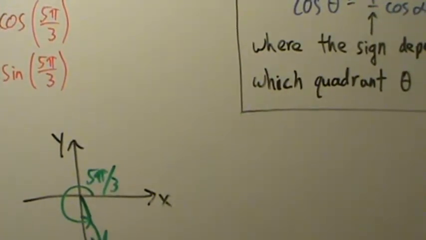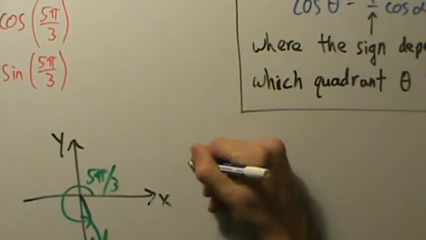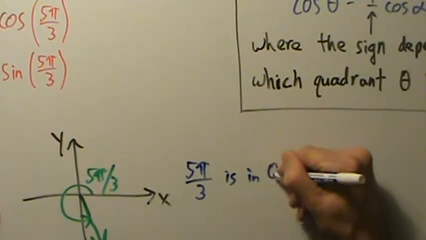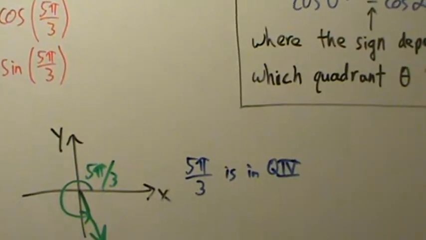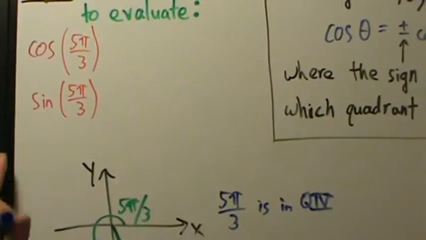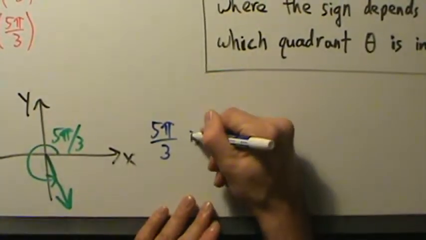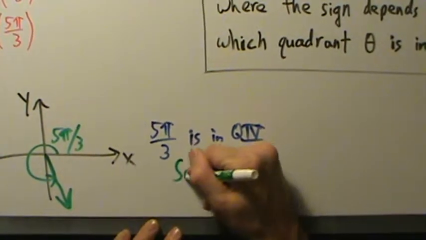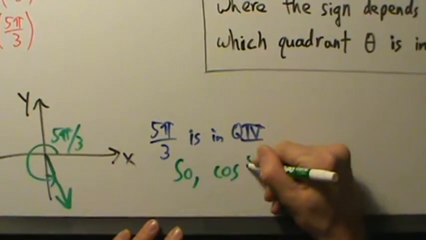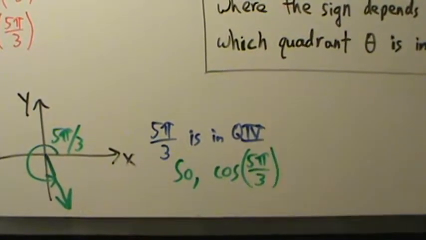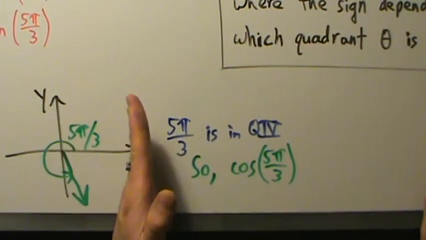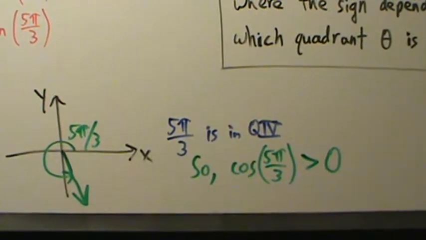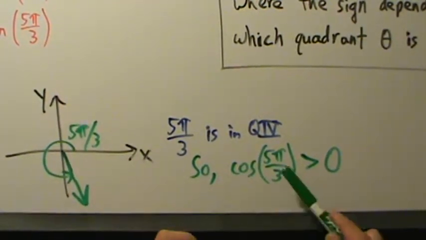Okay, so anyway, 5 pi over 3, so let's write this down. 5 pi over 3 is in quadrant 4. So what does that tell us about the signs of these two trig functions here? So since 5 pi over 3 is in quadrant 4, cosine of 5 pi over 3: if you're in quadrant 4, you're to the right of the y-axis, which means the cosine is positive, because remember, cosine corresponds to the x-coordinate on the unit circle. And since you're to the right of the y-axis, the x-coordinates are positive, so the cosine is positive.